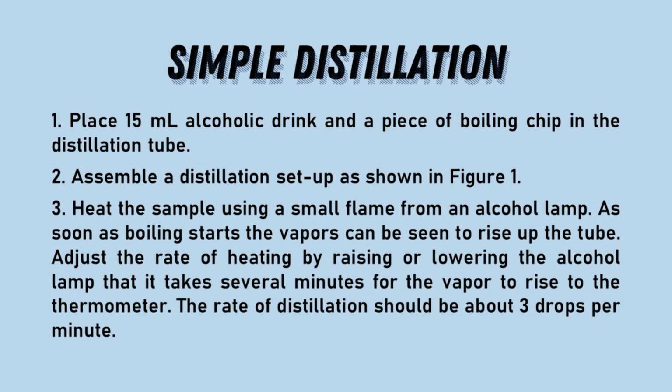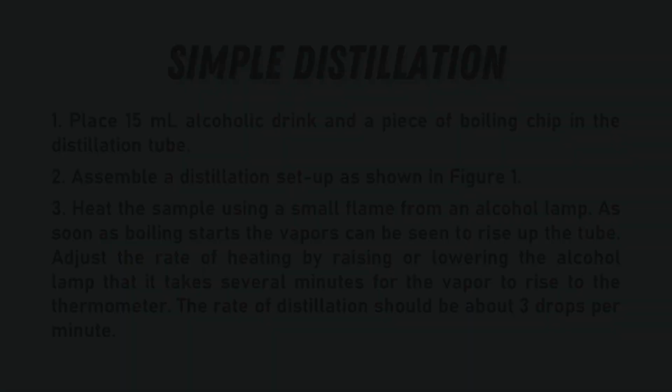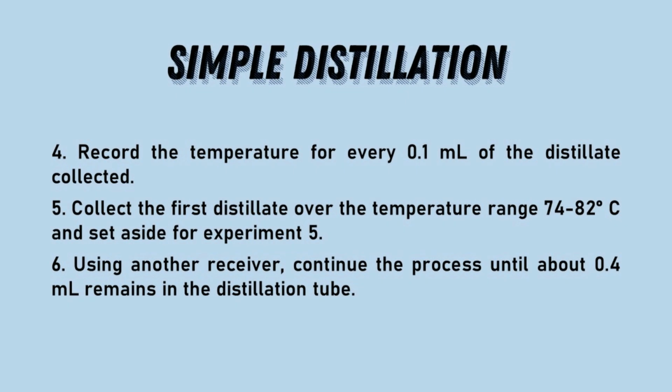The rate of distillation must be 3 drops per minute. Record the temperature for every 0.1 ml or 2 drops of the distillate collected. Collect the first distillate over the temperature range of 74 to 82 degrees Celsius and set aside for experiment 5. Using another receiver, continue the process until about 0.4 ml remains in the distillation tube.